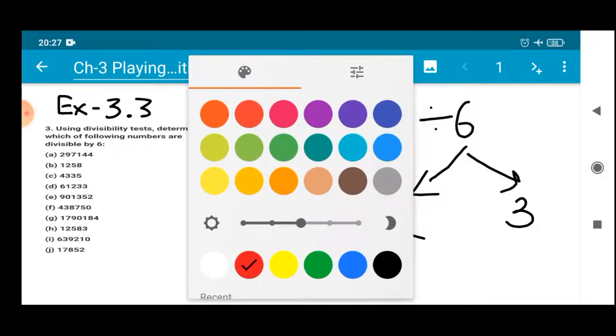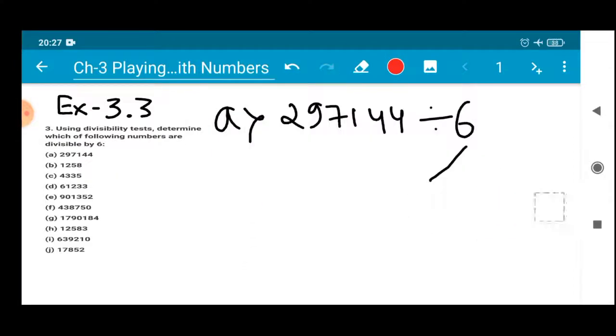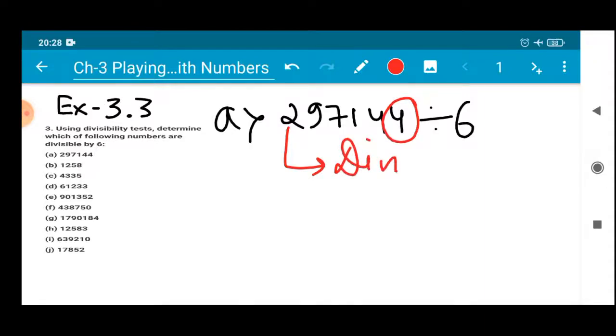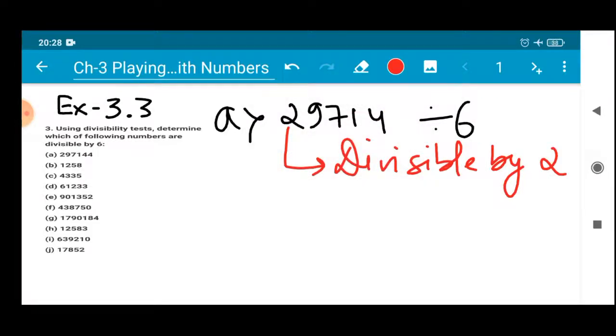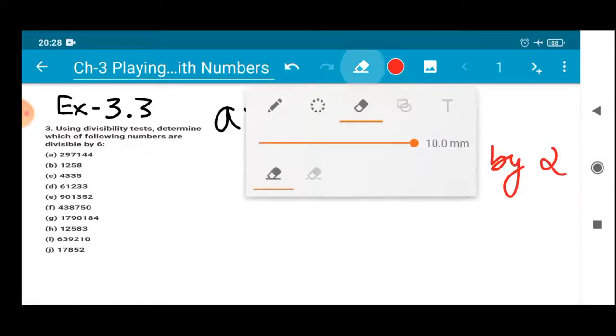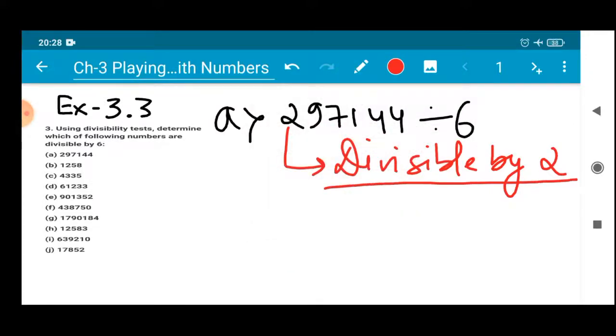So what was the rule for 2? The rule was, if the number at the unit position, that is the ones position, here is 4, and if the unit position is even, then the number will be divisible by 2, right? So here we can say that the number is divisible by 2. Why? Because the ones position contains an even number. That is why this number is divisible by 2.